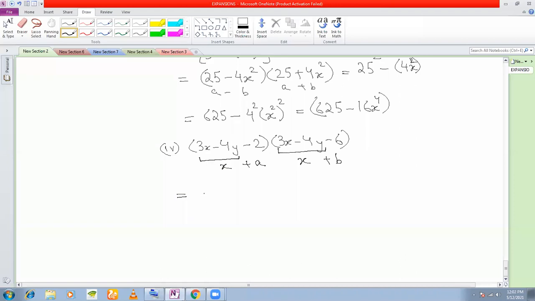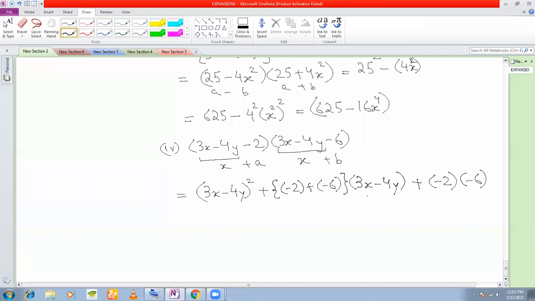It is x square. Here x is what? 3x minus 4y whole square. Next you have plus a plus b into x. So a, put it in curly brackets, plus a plus b into x. X here is 3x minus 4y, right? And you have plus a into b, minus 2 into minus 6.